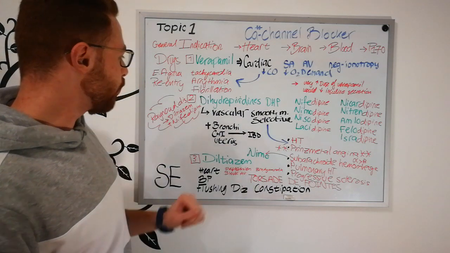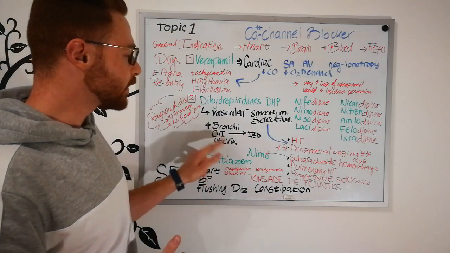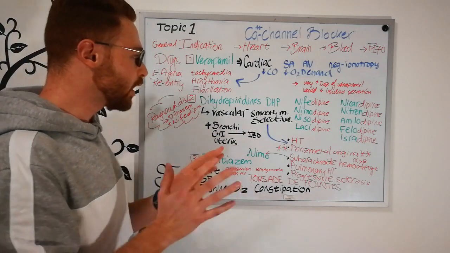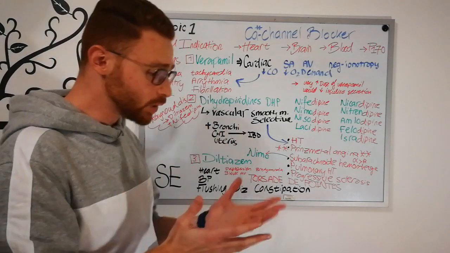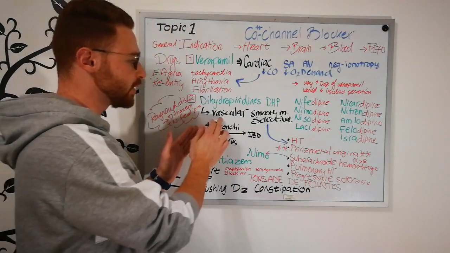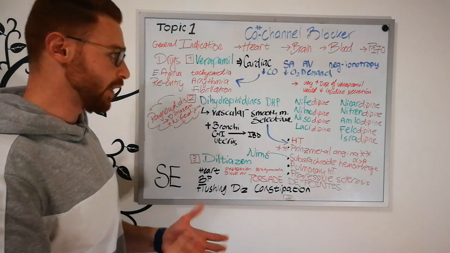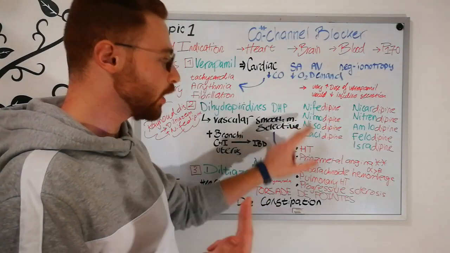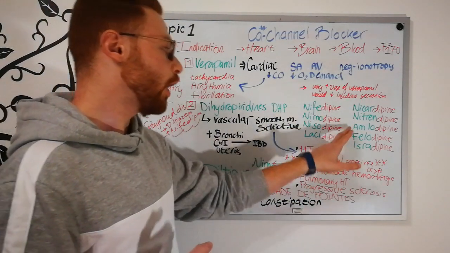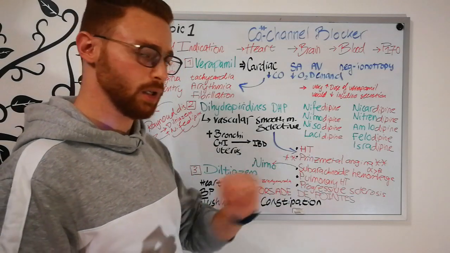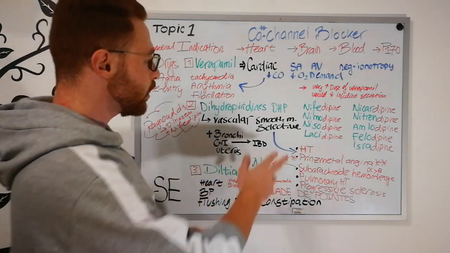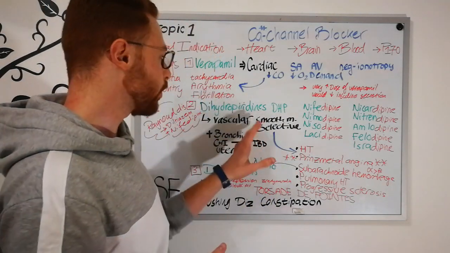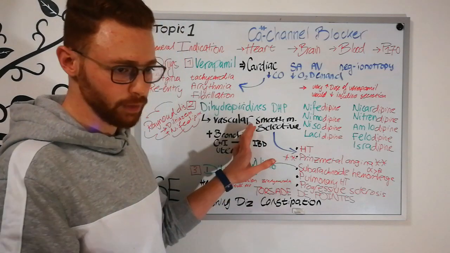Okay, so basically we can indicate it since they all have smooth muscles, but what we're focusing on in this topic is the vascular smooth muscle selectivity. Now, what do we have in this category? The dihydropyridines are nifedipine, nicardipine, nitrendipine, nimodipine, nisoldipine, amlodipine, felodipine, isradipine, and lacidipine. So we said that they are smooth muscle selective. If they are smooth muscle selective, they are going to lead to vasodilation.